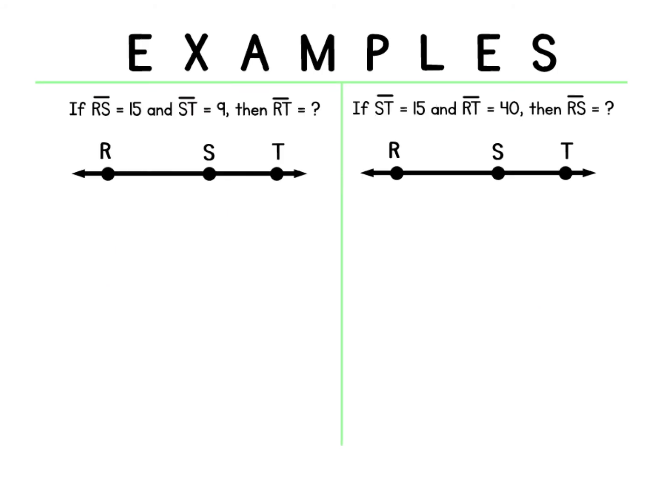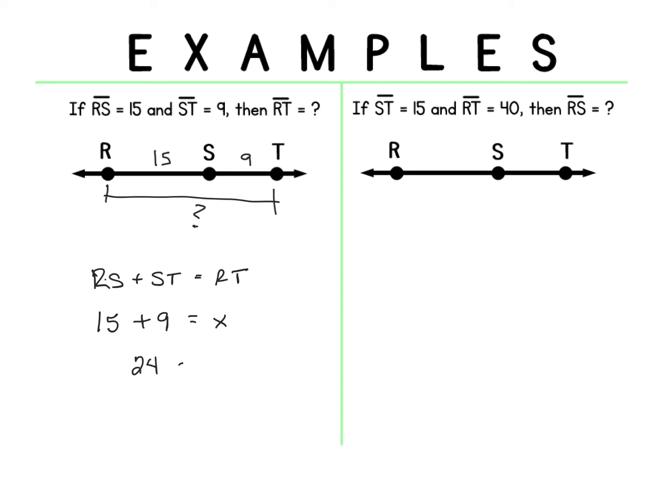All right, so this time we are going to have to label it on our own. Let's read it. If RS is 15 and ST is 9, what is RT? This is what we want to know. So RS plus ST, part 1 plus part 2, has to equal RT. And you don't have to do this every time. I'm just trying to make a connection here. So we have 15 plus 9 equals our unknown, or X. 15 plus 9 equals 24. So the whole length is 24.